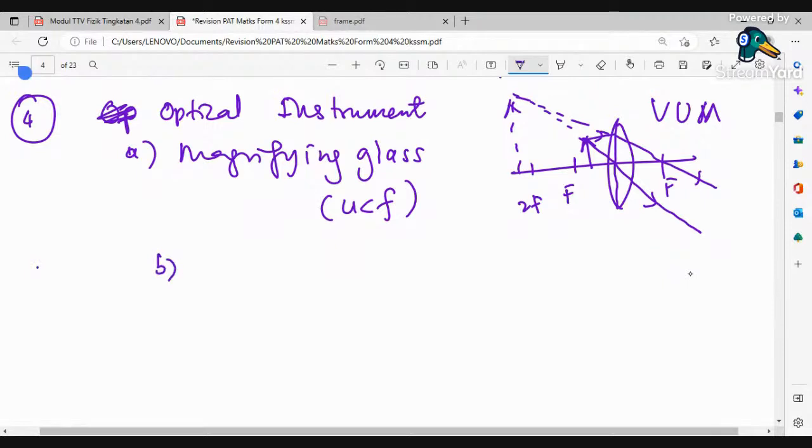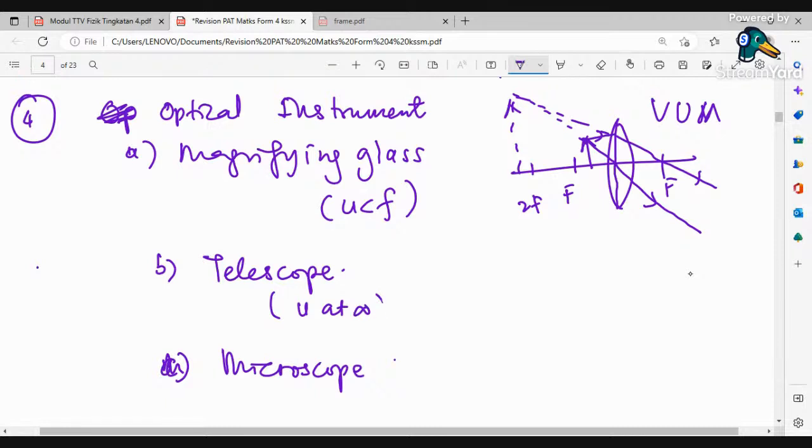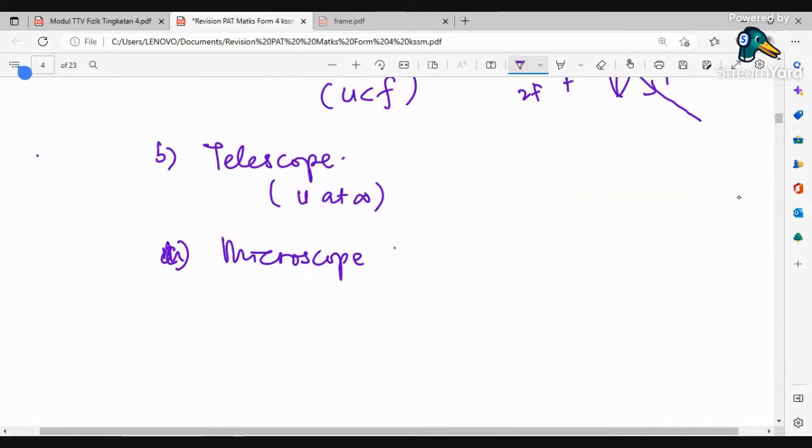Okay, and then you discuss about telescope, and then microscope. Bagian C ya, microscope. Okay, telescope U at infinity. Okay, microscope U between F and 2F. Ingat. So itu untuk hasilkan image dia.